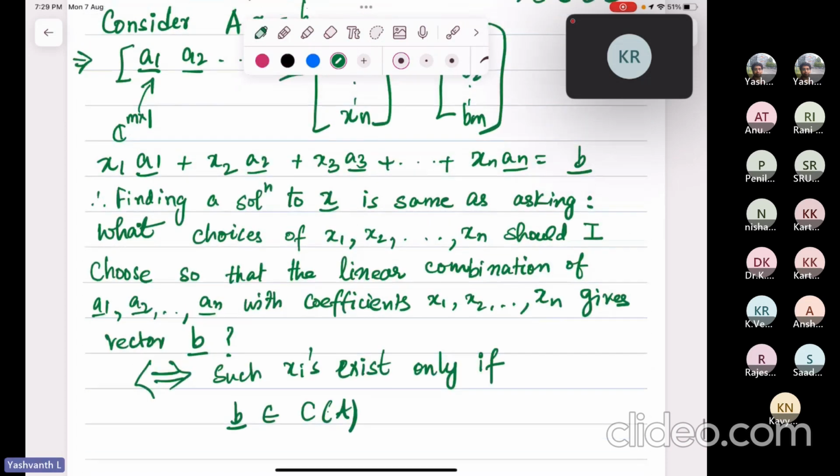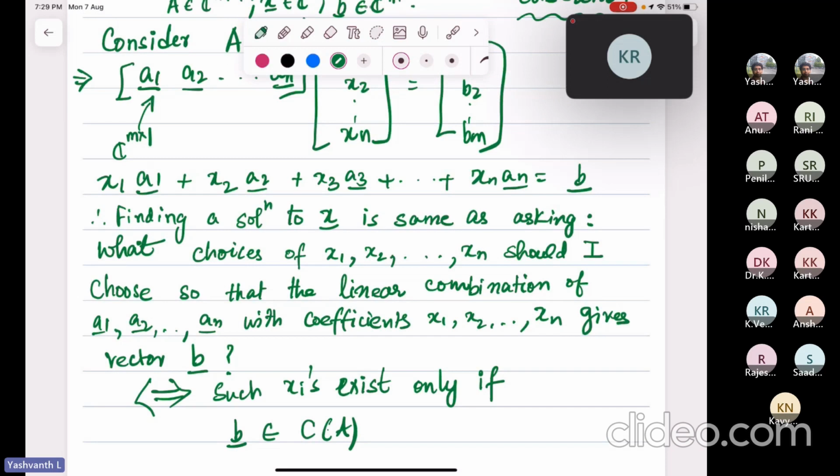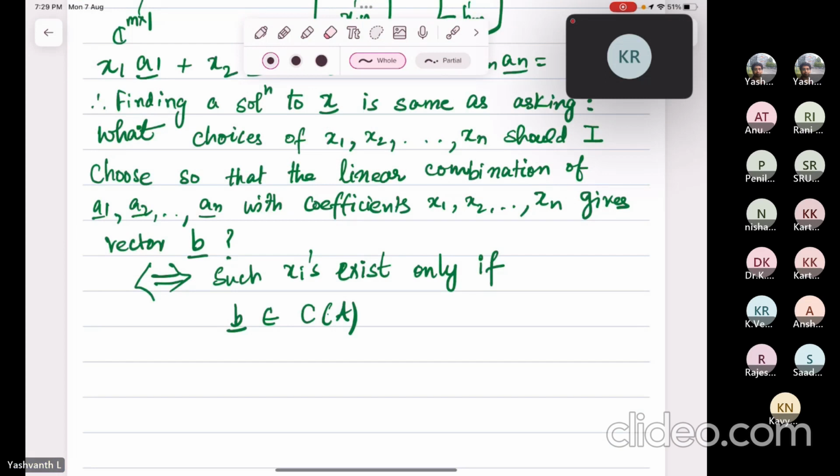Because what is the column space of A? You take all the column vectors of the matrix A and then do all possible linear combinations of these column vectors, and the set of all possible resultant vectors forms the column space of the matrix A. Now if I want to find such xi's which satisfy the equation Ax equal to b, I'm asking what choices of xi's should I choose so that the linear combination will result in vector b. Or in other words, I can choose such xi's only if the vector b lies in the column space of A. So can anyone confirm if you're able to understand this? Or is this clear? Can anyone confirm?